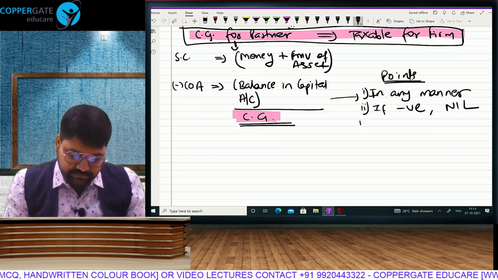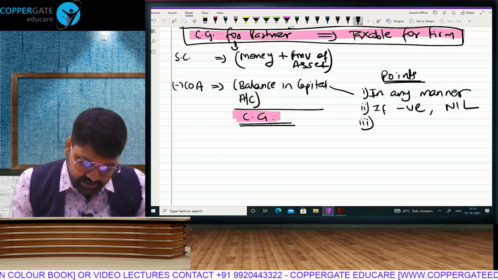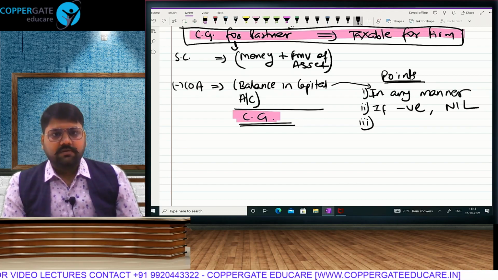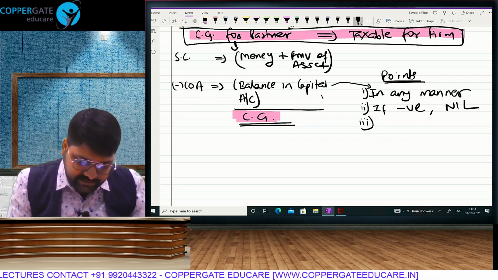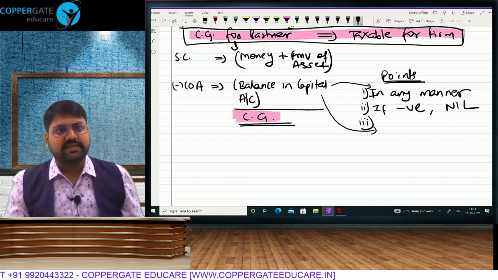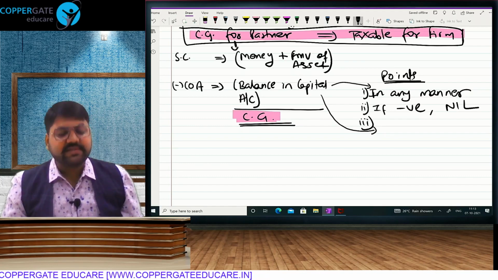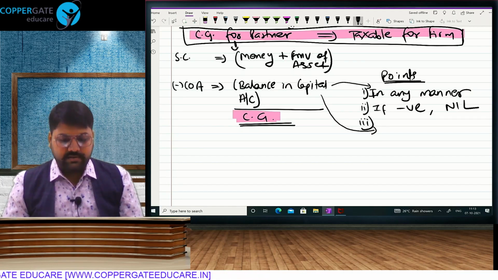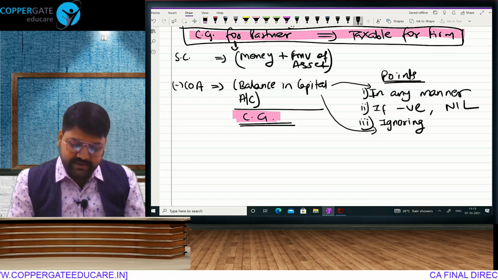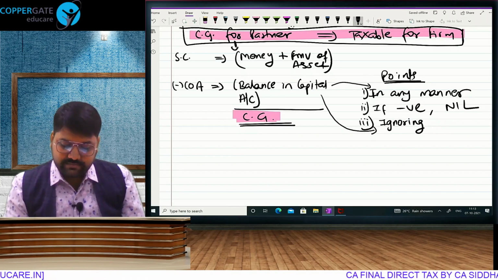And third point. This first point was applicable only for this part. Balance in capital account can be taken in any manner. Capital account, current account, anything. Likewise, this third point is also applicable only to that balance in capital account. Only to that part. Okay, what is written in the third part over here? They are saying that while taking the balance in capital account, we will ignore any kind of revaluation.